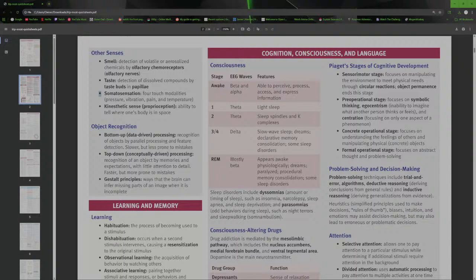Alright. Generally, we use 2 different types of processing for perception. And our general one, where we use data from our environment, is the bottom-up processing model, where we recognize objects by parallel processing and feature detection, which is slower but less prone to mistakes. And then the other model uses top-down processing, which is basically using our cortex and background knowledge that we know of something to recognize the object, like memories or expectations, with little attention to detail.